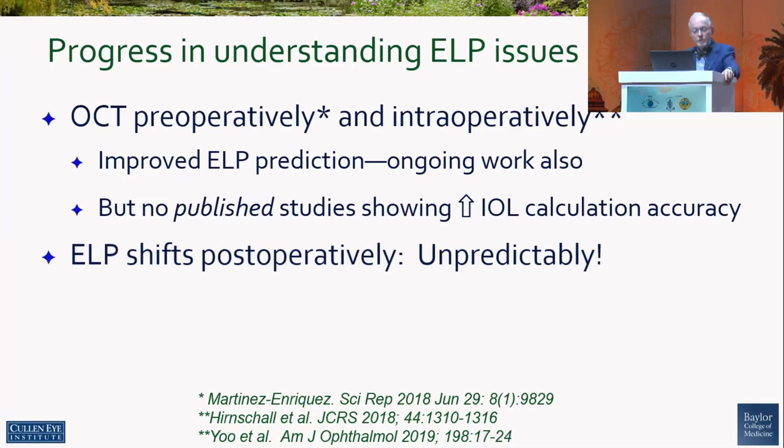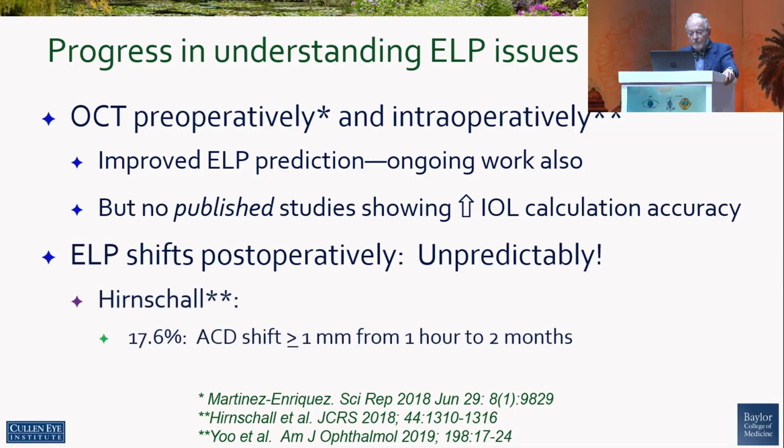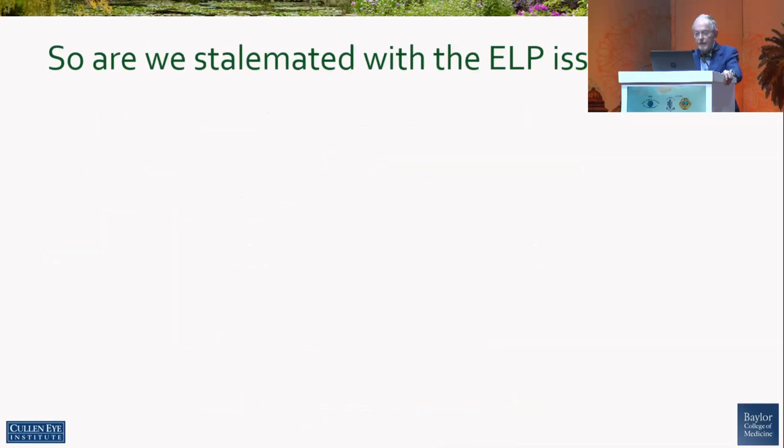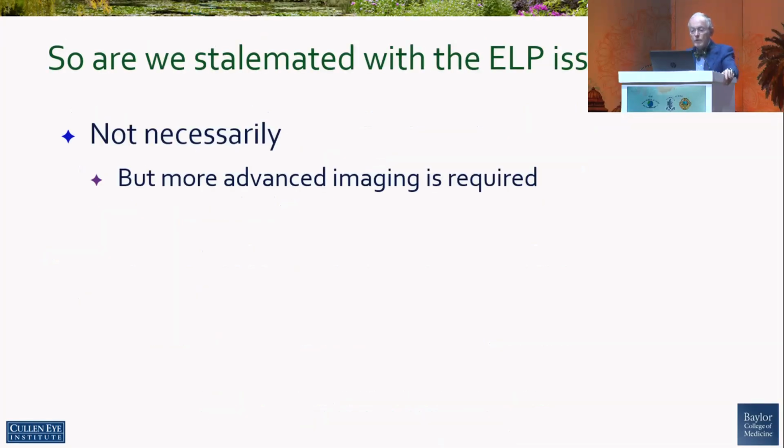And the bad news is, the ELP shifts postoperatively, and I think it's unpredictable. How many of you have seen a patient who's 20/20 on day one post-op and they come back at 3 weeks or 4 weeks and they're minus 0.75 or minus 1 and furious? I mean, we all see those. And there was a paper by Nino Hirnschall where he showed that in 17.6% of eyes, the ACD shifted a millimeter or more from 1 hour to 2 months. Now that's discouraging. So is there anything we can do about the ELP issue?